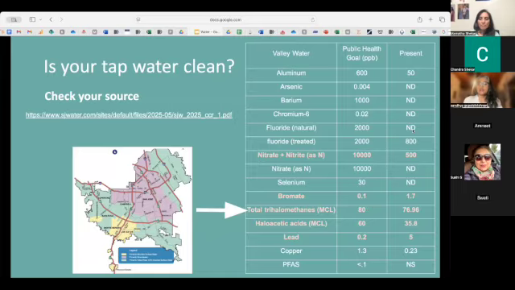ND means not detected. So the technology that they use to measure these things is not sensitive enough to detect anything. And then you see something called not sampled. So this is for PFAS. Not sampled means that they do not sample because they believe the source is not vulnerable to this contaminant.